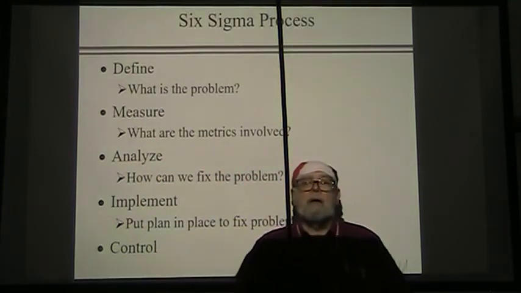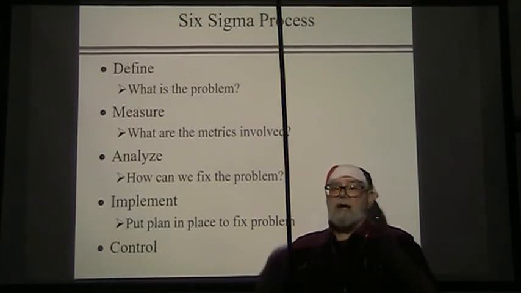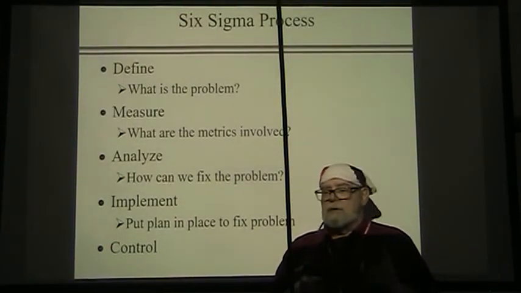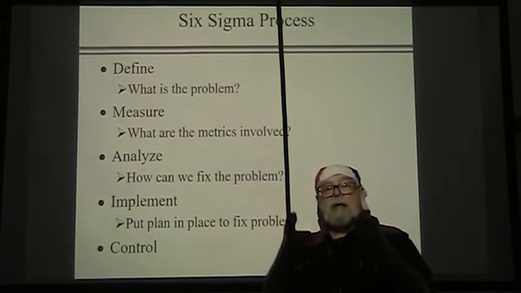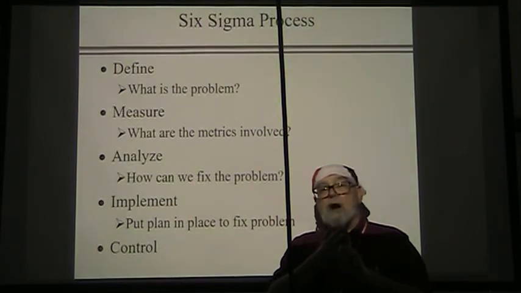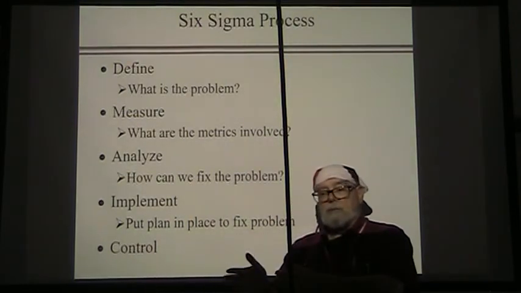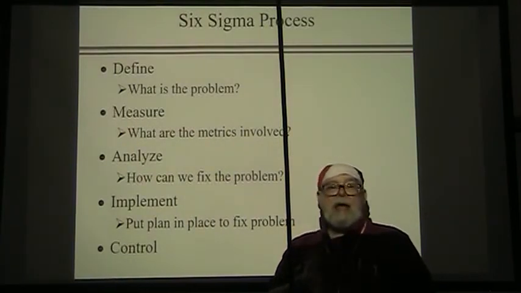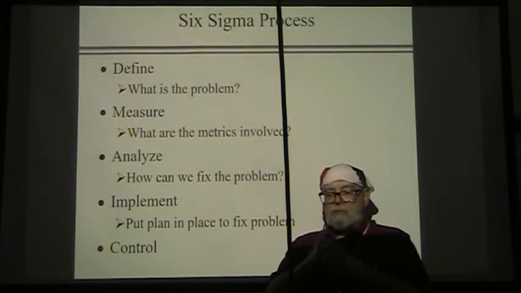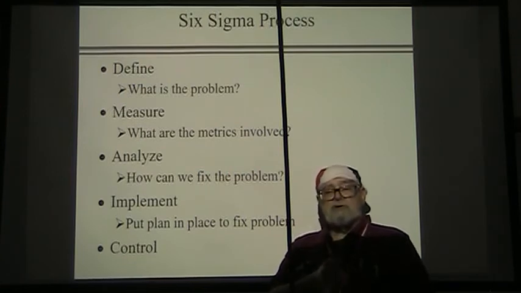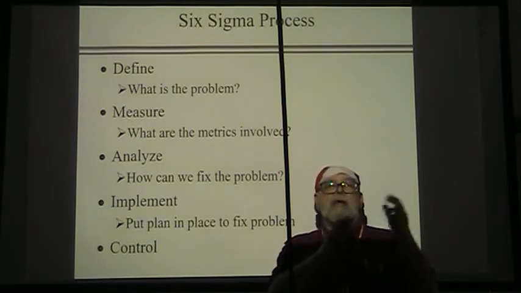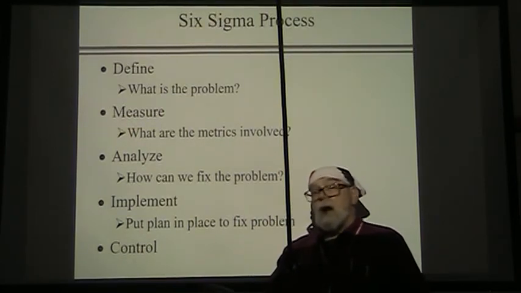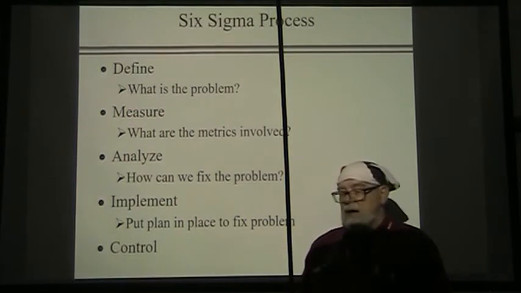All right, so in Six Sigma, we have the DMAIC process. We define the problem. We find out what the measurements are to be able to drill down on the problem. We analyze how to fix the problem. We implement those solutions, and then we control to make sure that what we've implemented is right, that it is being followed. If it's not right, we need to go through the process again.